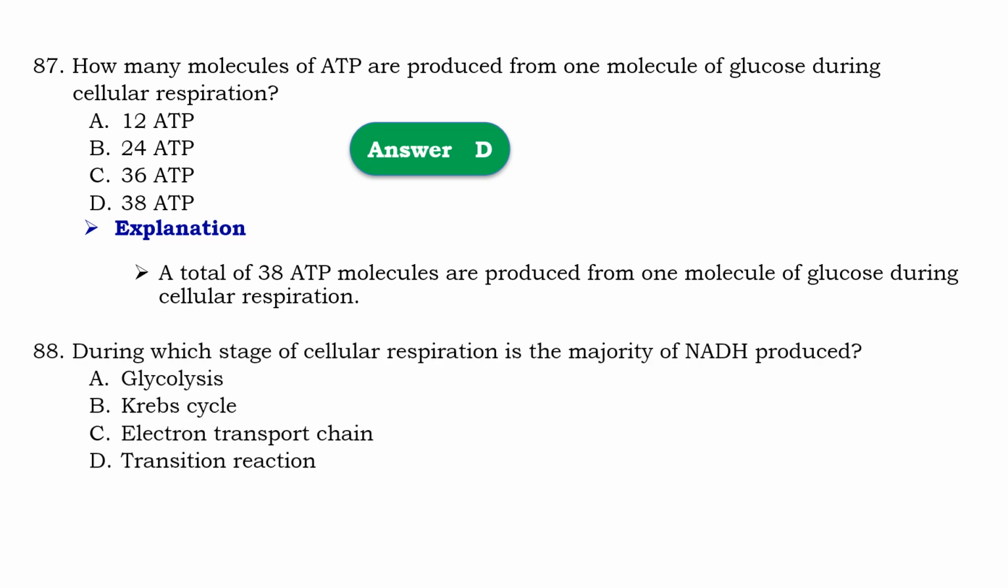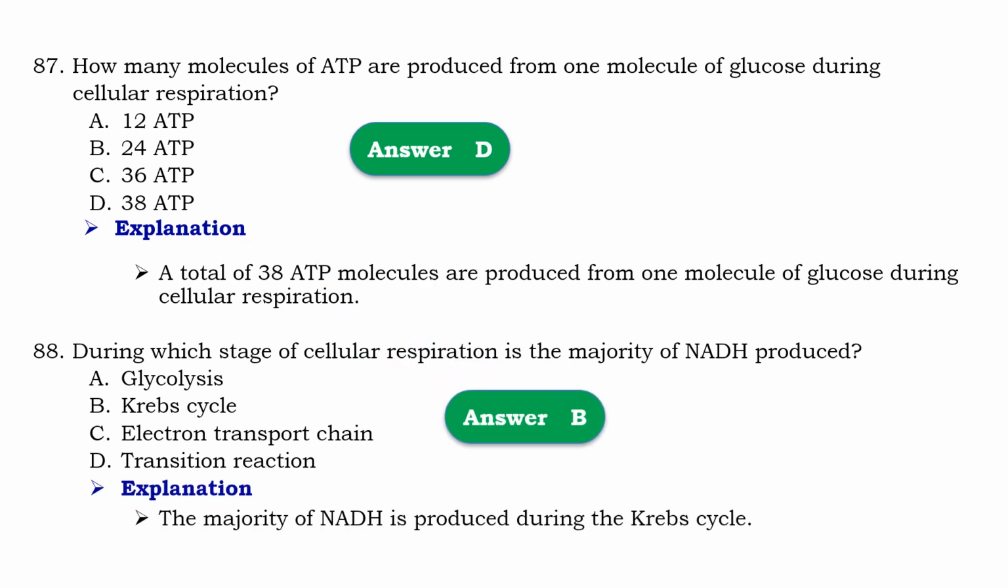Question number 88. During which stage of cellular respiration is the majority of NADH produced? So that should be B, Krebs cycle. Means that the majority of NADH is produced during Krebs cycle.